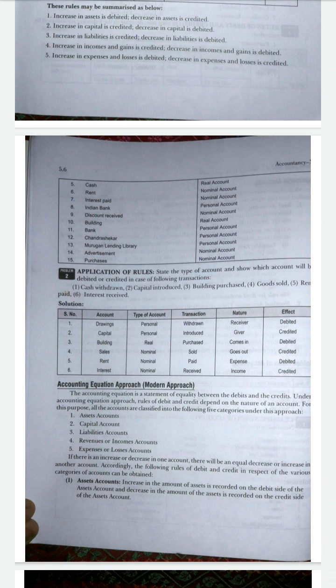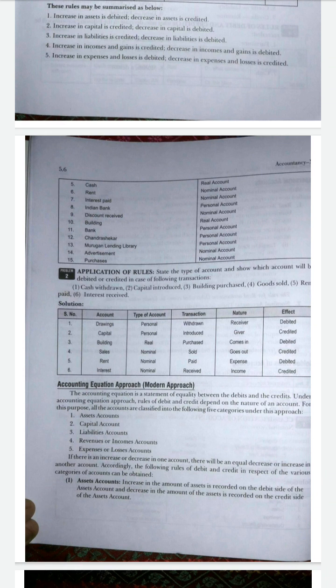Understood? Next one is building purchased. Building is a property, so it is the real account. What is the type of transaction? Purchased. So what is the nature? Building purchased means the building is coming inside. Now apply the rule. If it is a real account, what is the rule? Debit what comes in, credit what goes out. Here the building is coming inside, so the building should be debited. Understood?